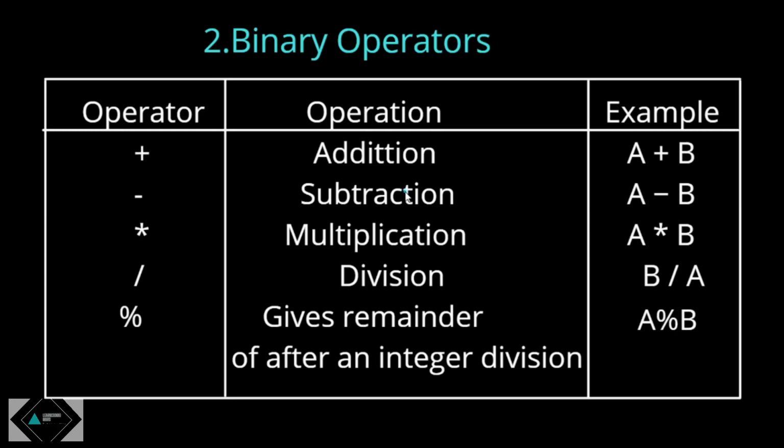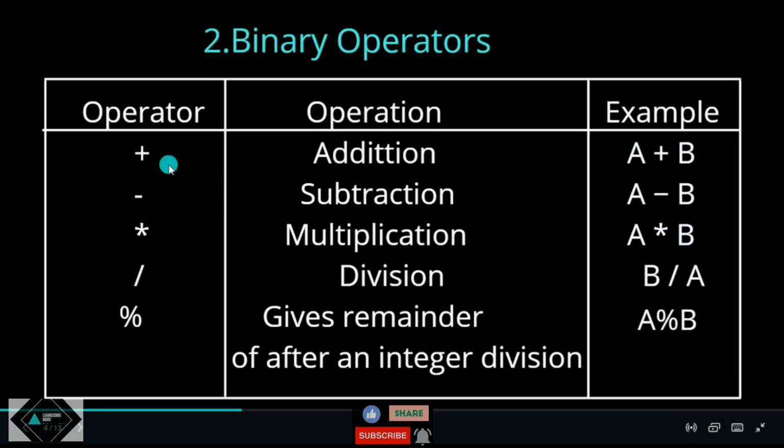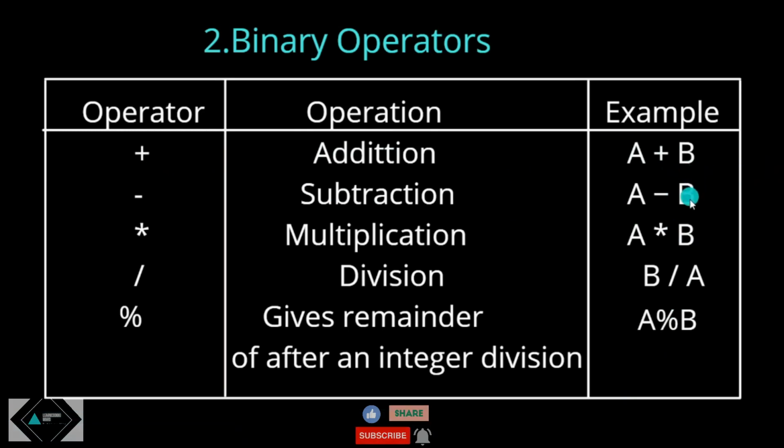Then after unary arithmetic operators, we have binary operators under arithmetic operators. Under binary operators, the various operations performed are: first is addition, second subtraction, multiplication, division, and then the remainder. Here are the examples and the operators used for addition. Here a plus b operation is addition and the operator is plus. Similarly, it is the same for the rest four.